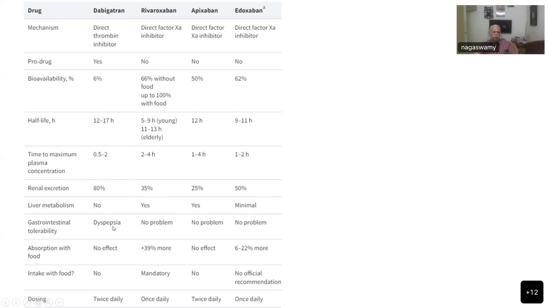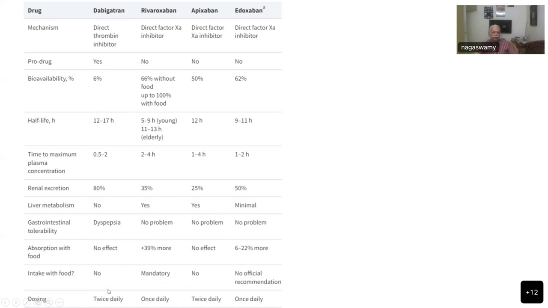Gastrointestinal tolerability: there is incidence of dyspepsia with dabigatran, whereas the other three are well tolerated. Absorption with food: there is no effect for dabigatran, it is increased by 39% and 22% for rivaroxaban and edoxaban, and there is no effect for apixaban. And intake with food: you should not take dabigatran with food. You have to take it either before or 2 hours later. For rivaroxaban, you can take it with food. And for the other two, again, no official recommendation.